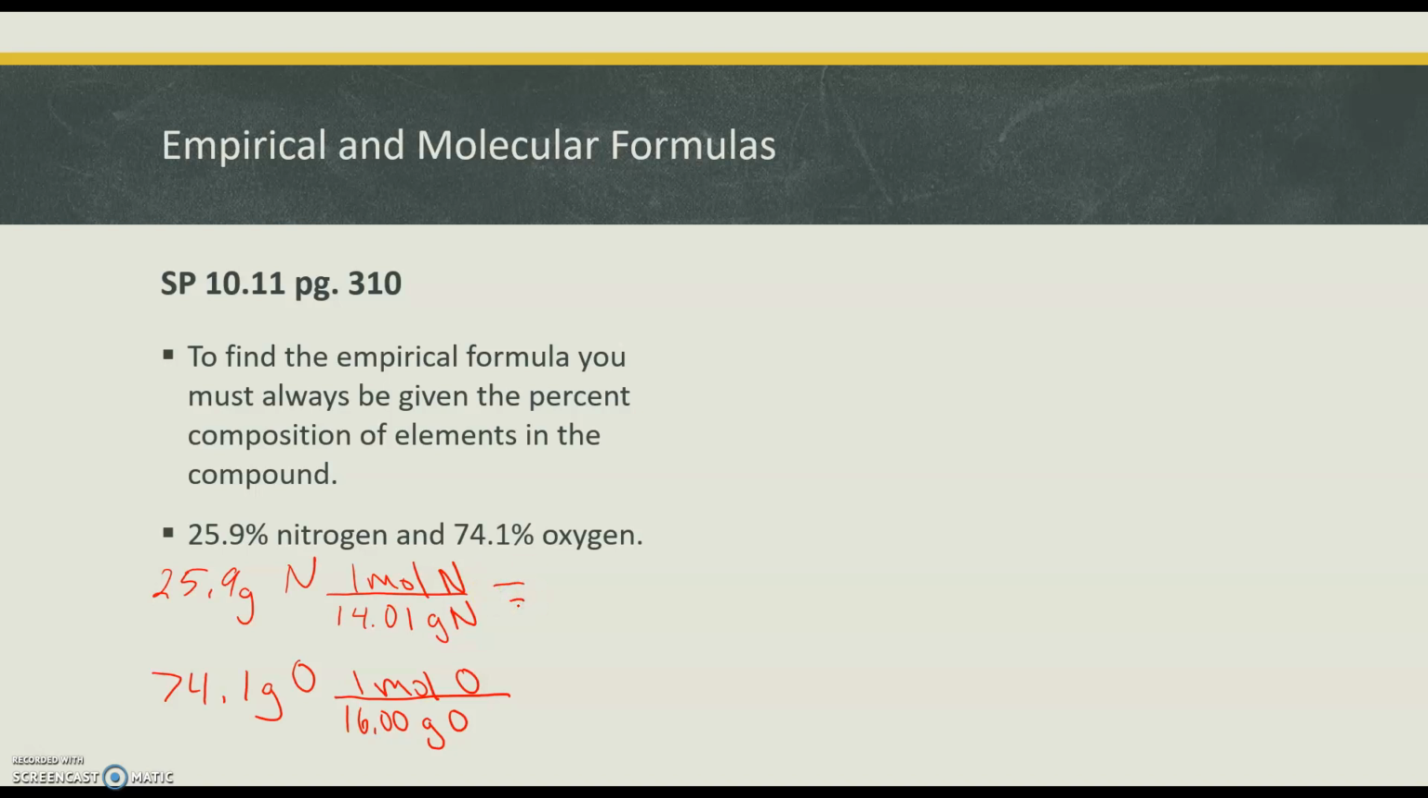When we divide 25.9 by 14.01, we are going to get 1.849 moles of nitrogen. For oxygen, 74.1 divided by 16.00 will give us 4.631 moles of oxygen. Remember, grams of nitrogen canceled, and so did grams of oxygen.